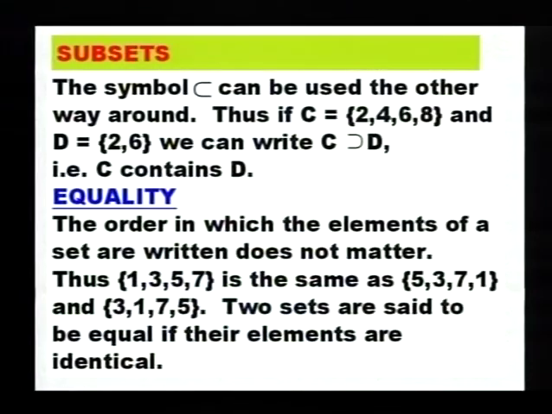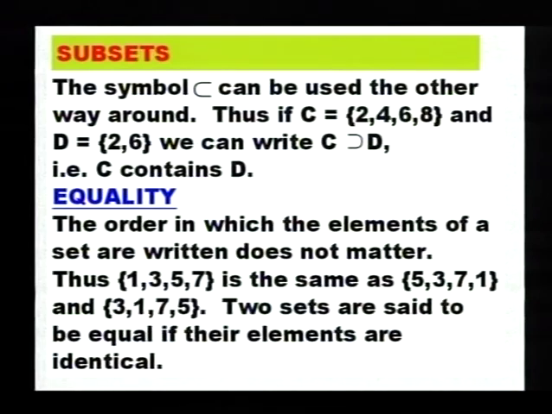Okay, next, equality. The order in which the elements of a set are written does not matter. So if a set contains 1, 3, 5, and 7, it's the same as if written as 5, 3, 7, 1, or 1, 7, 3, 5. So long as it's exactly the same elements in the set, then they are equal. If their elements are identical, it doesn't matter which order they come.